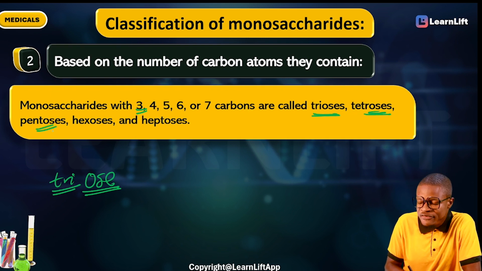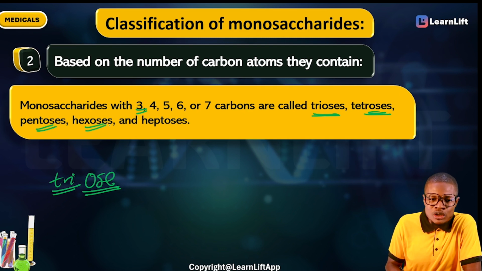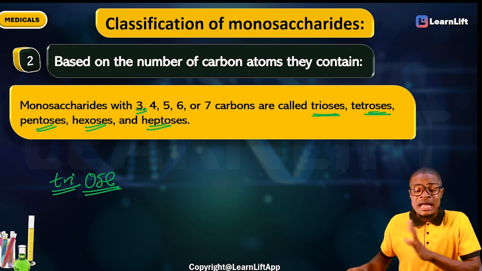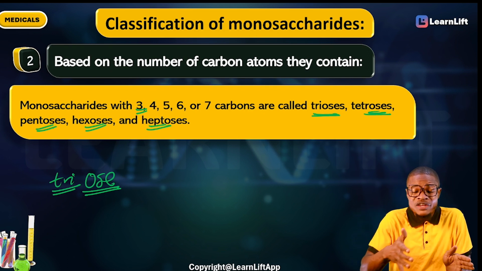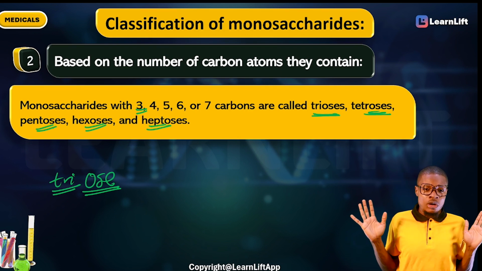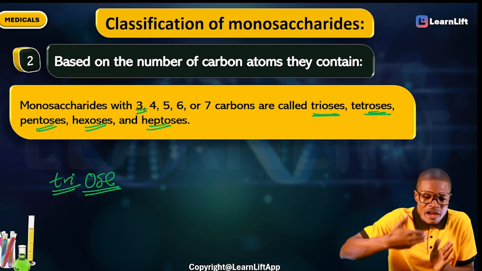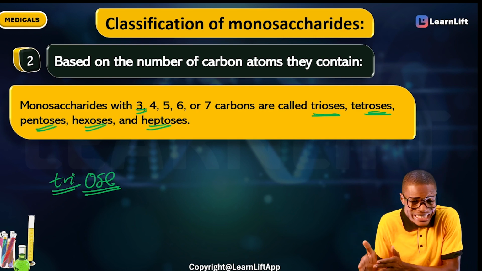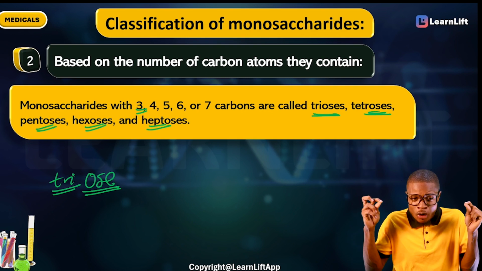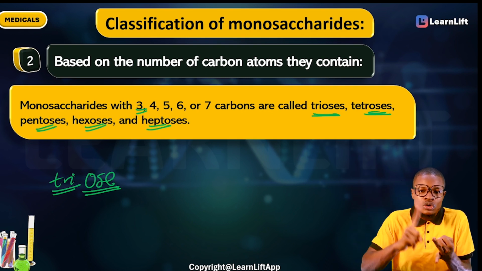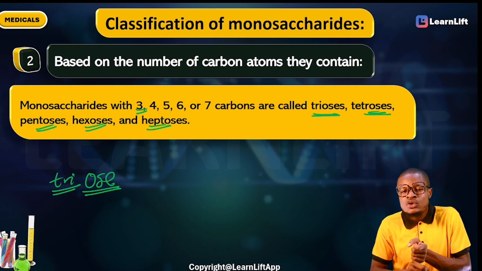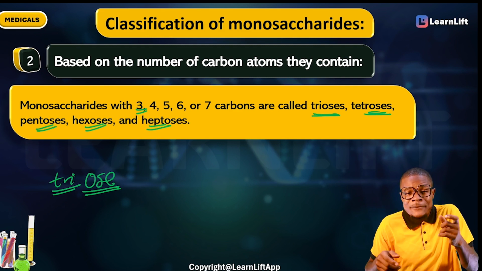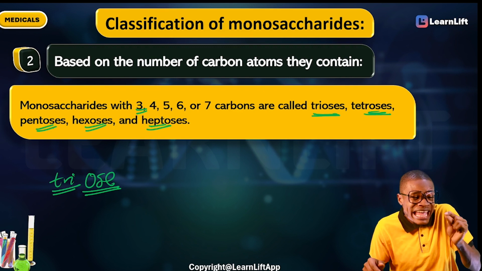Pentose, what will it be? 5 carbon sugar. Hexose, 6 carbon sugar. Heptose, what are heptoses? They are the 7 carbon sugar. Now this is it. Your monosaccharides range from 3 to 7. That's all. As we proceed, please take note of every single one of them. Monosaccharide is from carbon 3 to what? To carbon 7. That's the range of your monosaccharides. So your trioses, your tetroses, your pentoses, your hexoses, and your heptoses. These are the classification based on the number of carbon atoms that they contain.